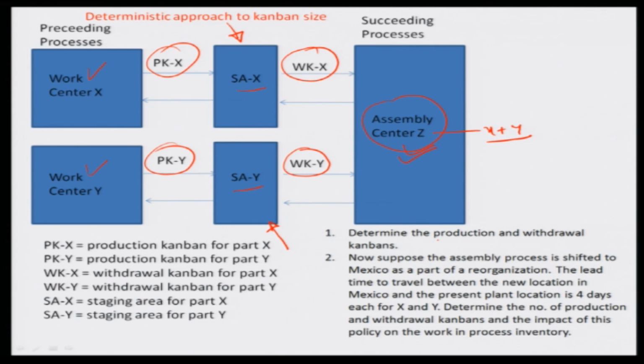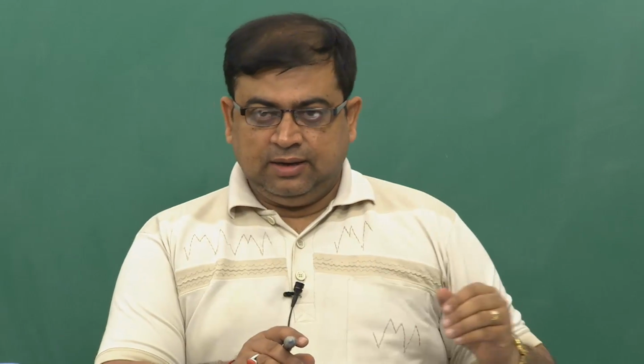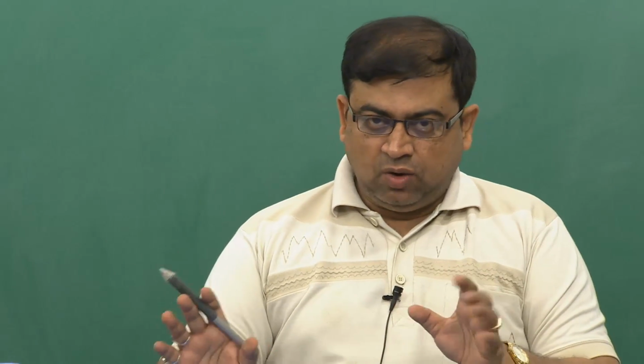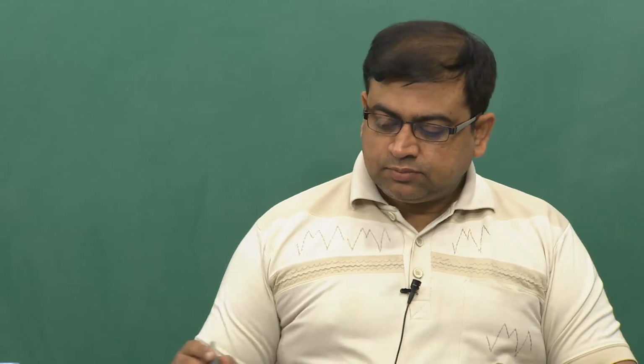So, we need to determine the production and the withdrawal Kanbans. I will give you some of the values here related to the lead time, the policy variable, the demand per unit time, and so on and so forth. And so, we have to create, instead of a balance between one process to the staging area to the stocking area to the next process, a balance between 2 processes, 2 stocking areas and 1 final process. So, that is the only diversion that we are having in subassembly level Kanban planning.